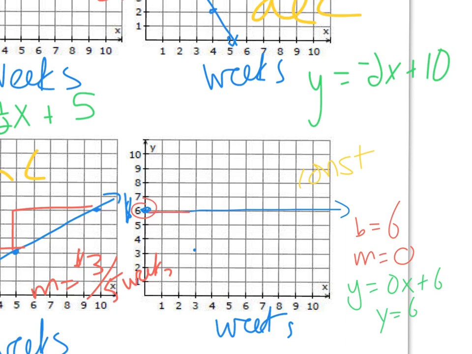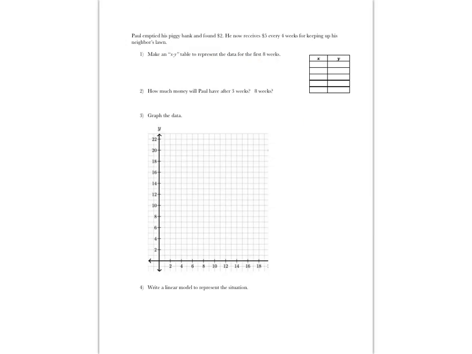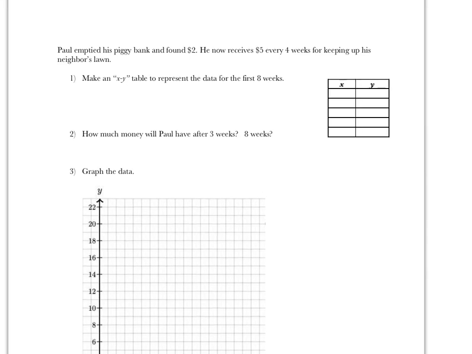Okay, let's do a couple more examples. Okay, so let's talk about Paul. Paul emptied his piggy bank and found $2. He now receives $5 every 4 weeks for keeping up his neighbor's lawn. So I'm going to start by making an XY table, which means he started with $2, so that's really at time 0, week 0. And then every 4 weeks, he earns $5 more. So if I added 5 to 2, I would get 7. And 4 weeks later, I'm going to add 5 to 7 and get 12.